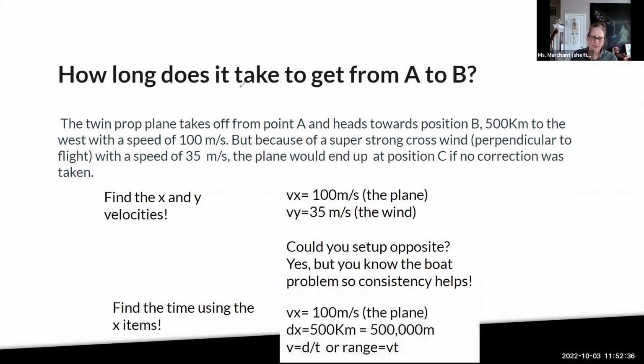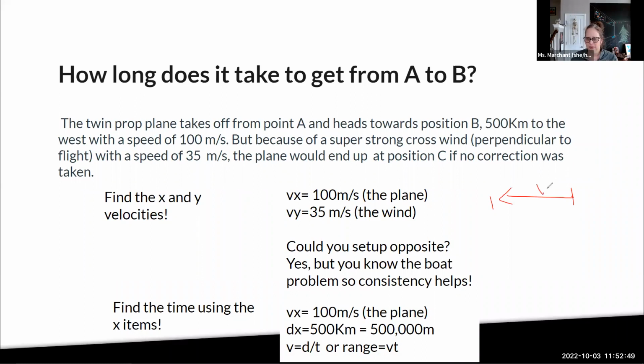If I had to find the time, what could I use? If you noticed, when I looked at it, that X direction had both the velocity and the distance. So it had two parts of the range equation. It had the velocity and the distance, so we could solve for time. Velocity equals distance over time. I had the velocity and the distance, so I could solve for time.